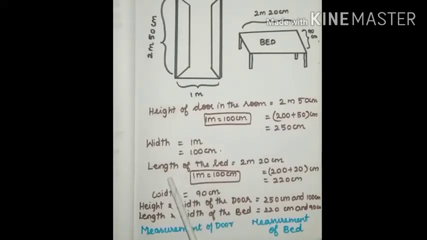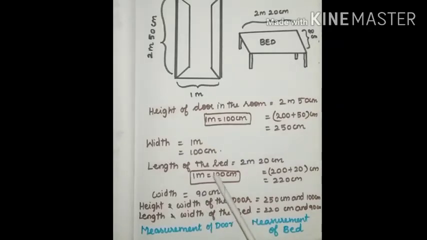And then let's find the length of the bed. Length of the bed is 2 meter 20 centimeter. Again we have to convert meter into centimeter. 1 meter equal to 100 centimeter. Then 2 meter equal to 200 centimeter. 200 plus 20 equal to 220 centimeter. And then the width of the bed is 90 centimeter.